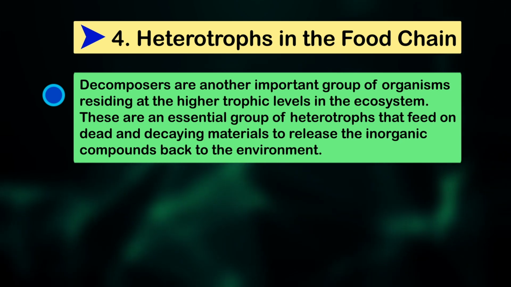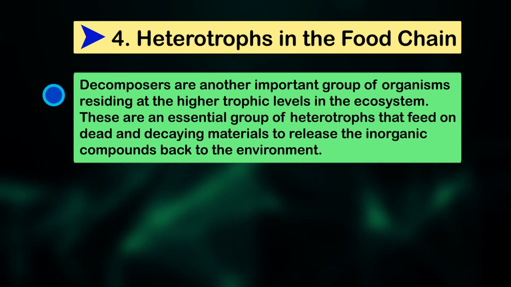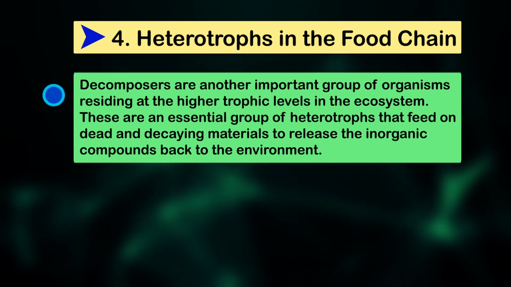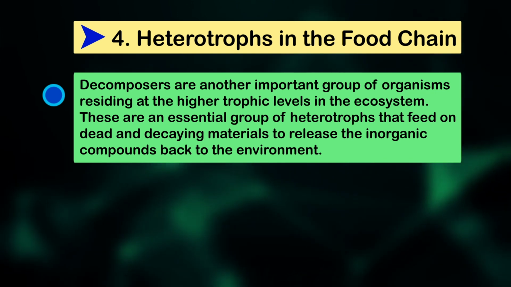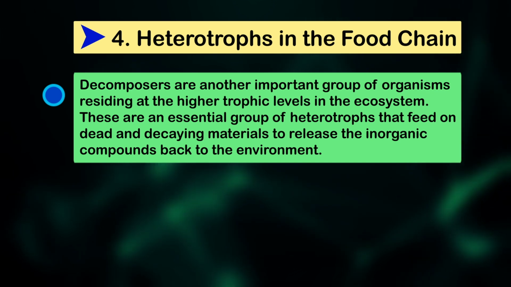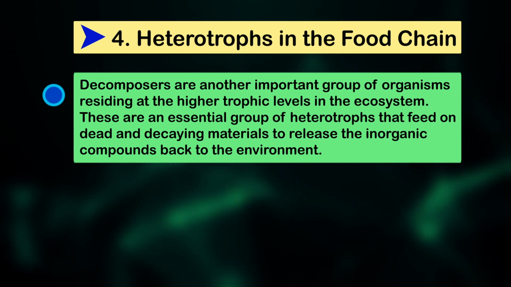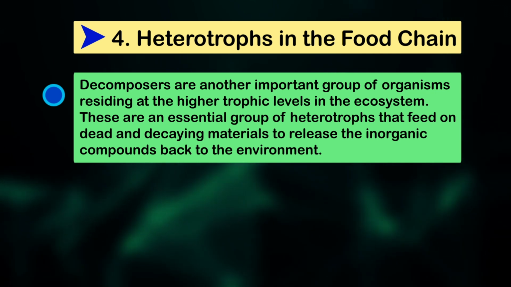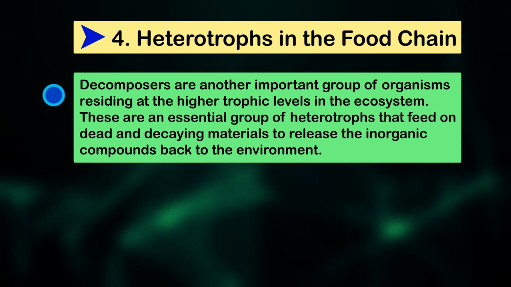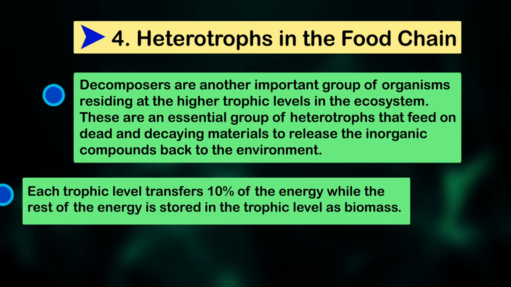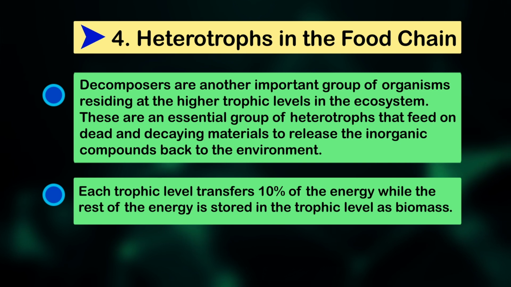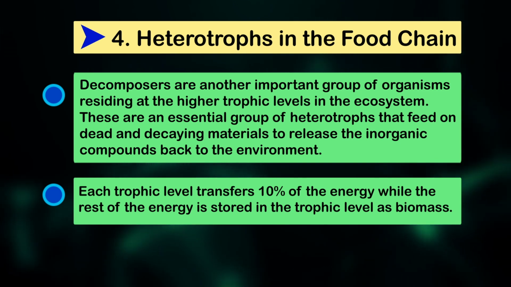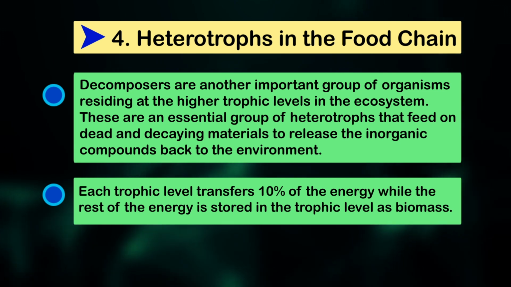Decomposers are another important group of organisms which live in a higher trophic level in the ecosystem. These are an essential group of heterotrophs that feed on dead and decaying materials, which we have already discussed in the previous slides, which basically is important to release the inorganic compounds back to the environment. Each trophic level is responsible for transferring 10% of the energy, while the rest of the energy is stored in the trophic level as biomass.